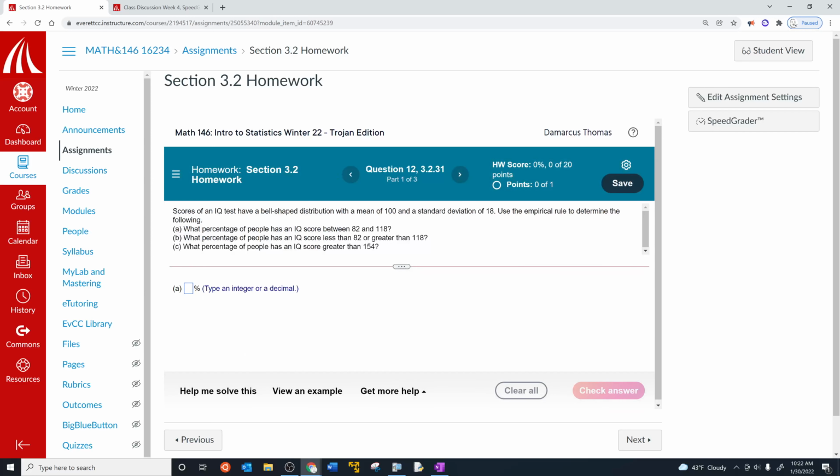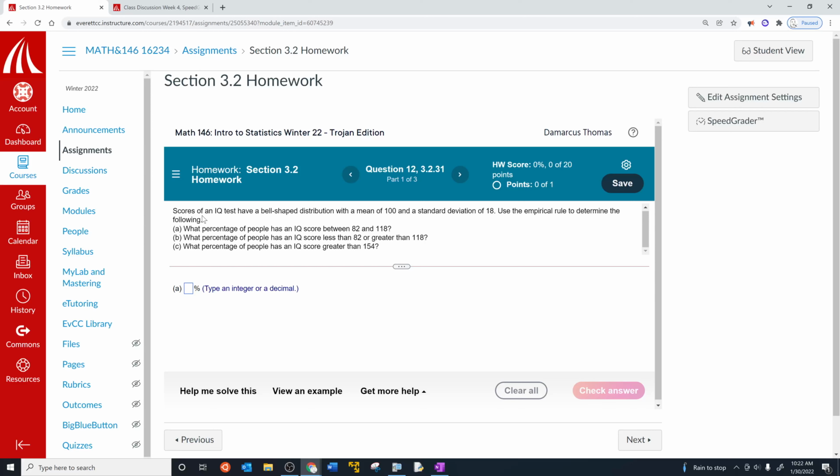Let's move to 12. All right, this is where we're going to be using the empirical rule. So we have to go over the empirical rule. Now, later on in the course in chapter 6, we're going to do a method that supersedes the empirical rule, and we'll be able to not only approximate what we think it is, but we'll know the exact amount. The empirical rule is an approximation.